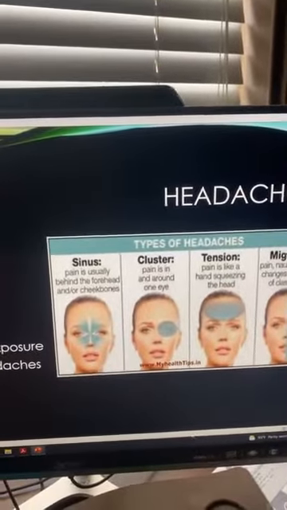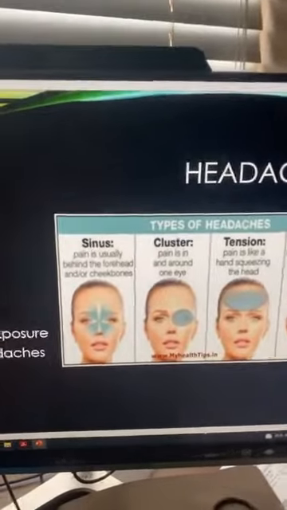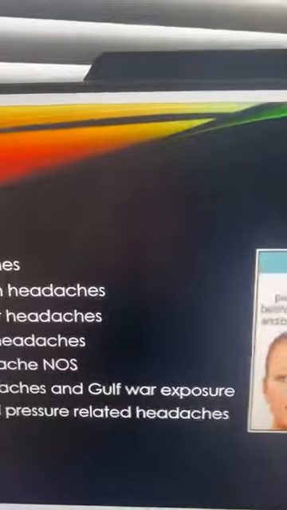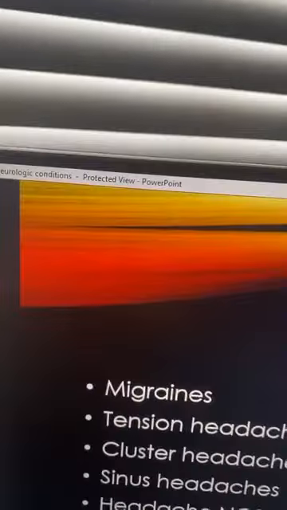Sinus headaches are usually right behind the cheekbones, and hang on, I'm going to flip again. Okay, so with sinus headaches, people will say, oh, I'm having sinus headaches, or it hurts here, and it's usually accompanied by those sinus symptoms, right?